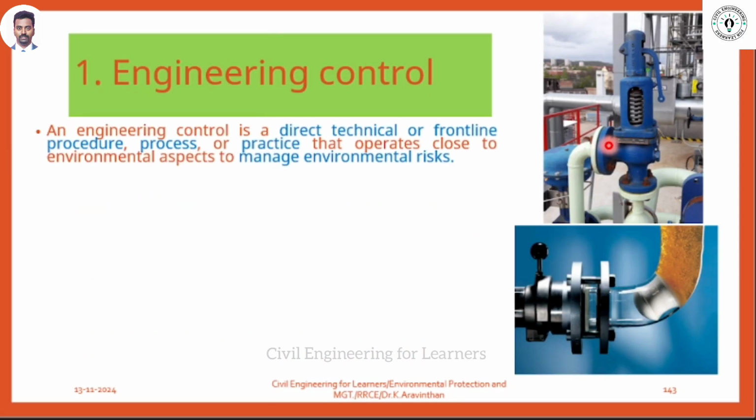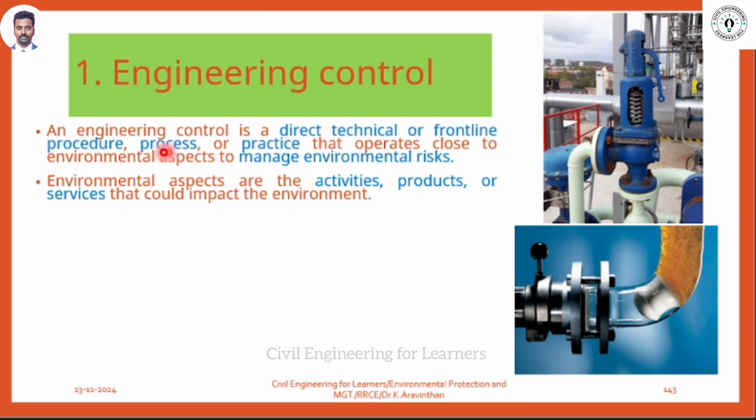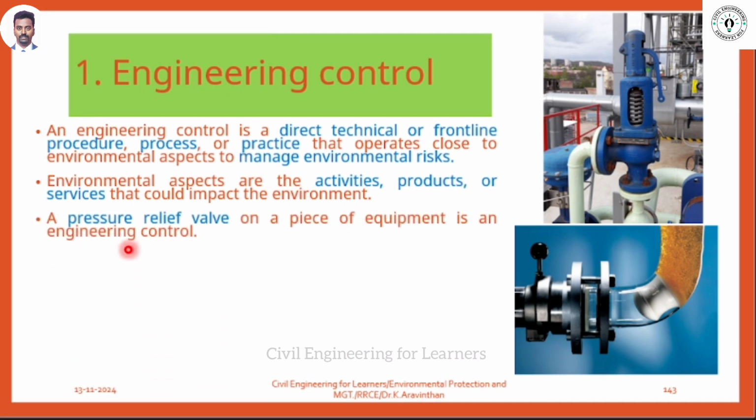In engineering control, it is technical or frontline process and practice. Engineering control is purely technical. Now, what are the activities, products and services which come under this? The pressure relief valve. This is what I said. Can you see this valve? Can you see a spring here? This spring is attached in a pipe. A pressure cooker will automatically release the pressure, no? This is one other example of a pressure valve. If the pressure is much higher, it releases. So this is a part of engineering control.